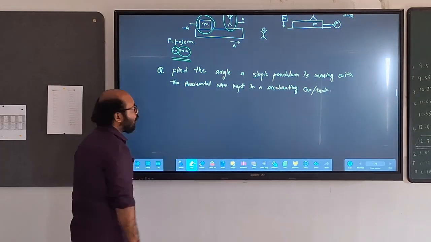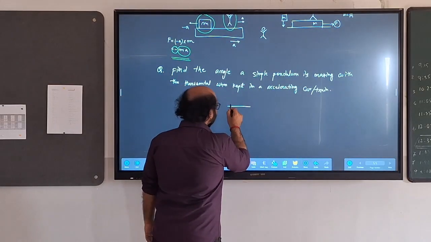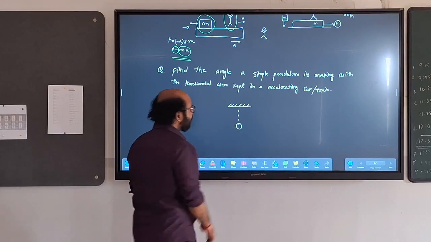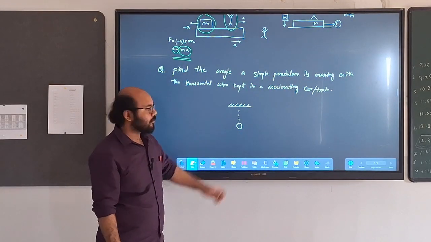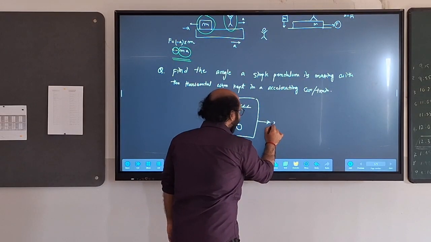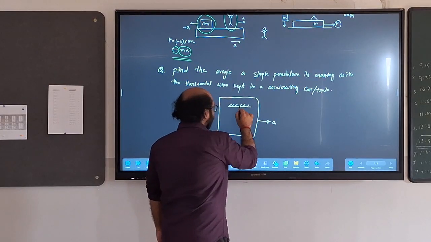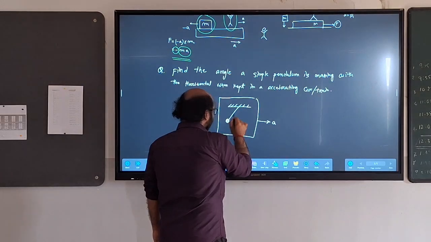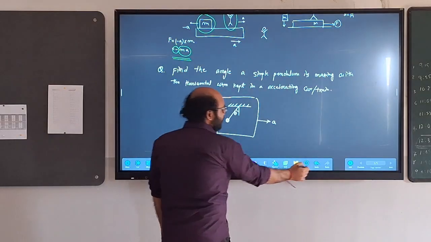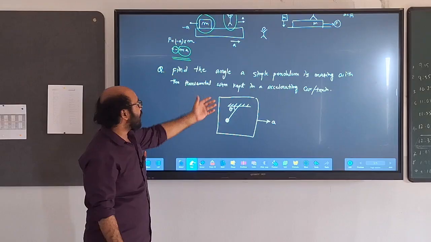So let us try to draw how the pendulum would be in an accelerating frame. The pendulum in a non-accelerating frame would be hanging like this. But when it is in an accelerating frame, maybe accelerating with a, the pendulum will actually look like this. We'll be making some angle theta with the vertical. Also, let's take angle theta with the horizontal, as it has been asked in the question.